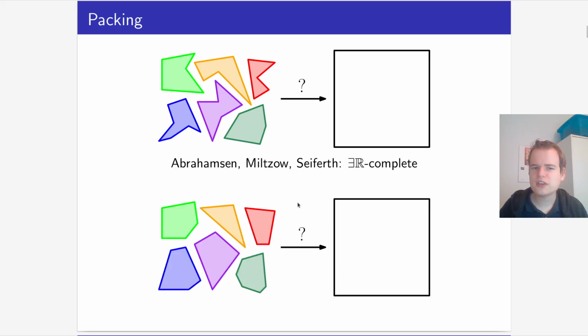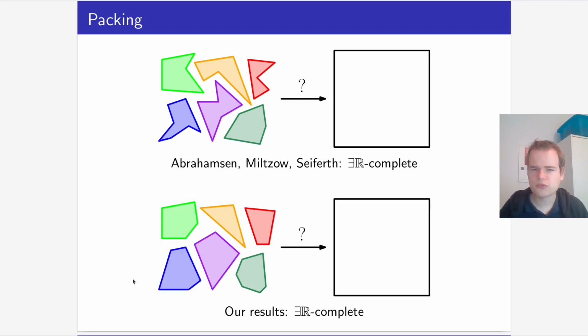But now consider this even simpler problem where we only allow convex pieces. Arguably this problem is even more fundamental than the previous problem. However, unfortunately the framework used by Abrahamsen, Miltzow and Seiferth did not manage to extend those results to include this new case. So they did not manage to prove that this problem is also ER hard. However, using our results, we were able to extend their framework to also show this fundamental problem to be ER complete.